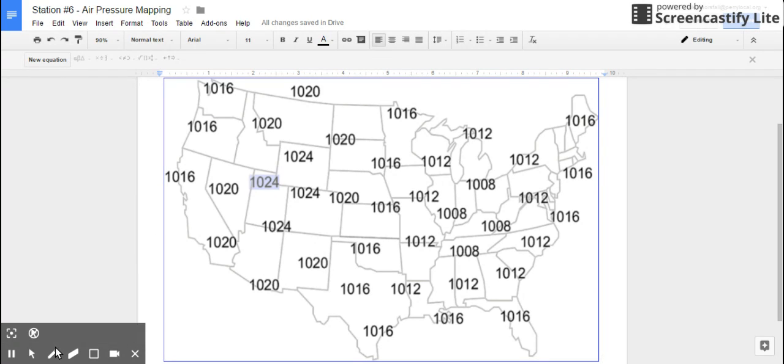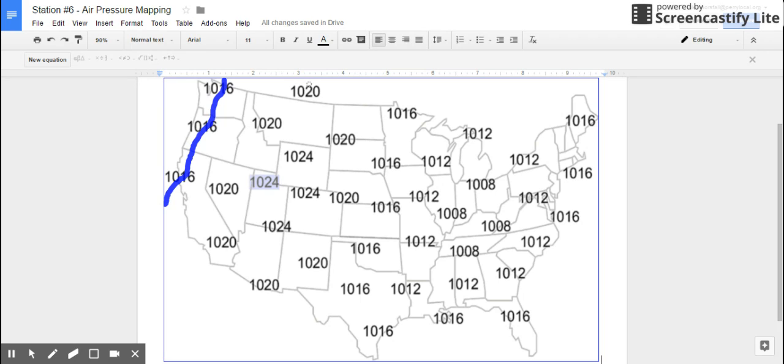So what we're going to do is start off, and I'm just going to do my isobars in blue. You can do yours in pencil or whatever you have. But we're going to start by drawing our lines connecting these numbers. Now they can go off the map, and they literally just look like this. Do them as straight as possible.